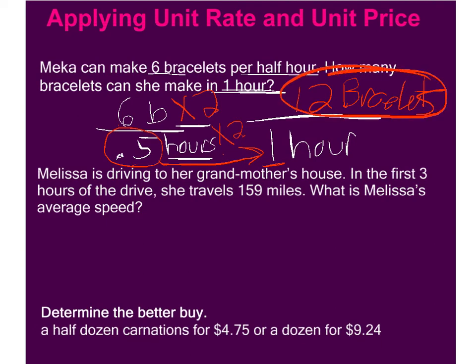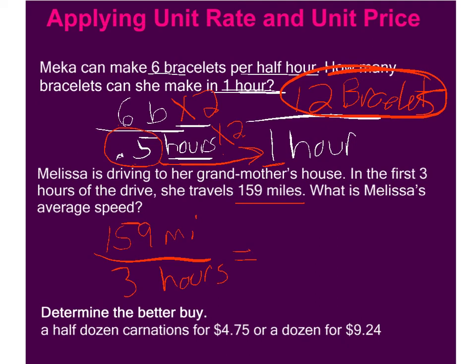Now let's look at our next example with Melissa. She's driving to her grandmother's house. In the first 3 hours of the drive, she travels 159 miles. So what I'm going to do right away is going to stop. I'm going to make a ratio. I'm going to think of miles per hour. So I'm going 159 miles in 3 hours. So that's her rate to start with. What is her average speed? So they want to find the unit rate here, the miles per hour.